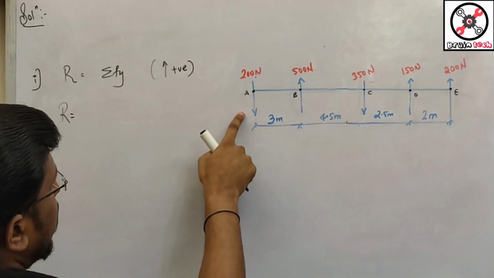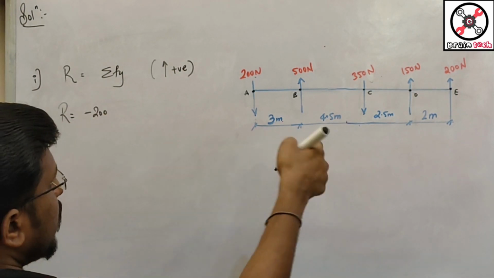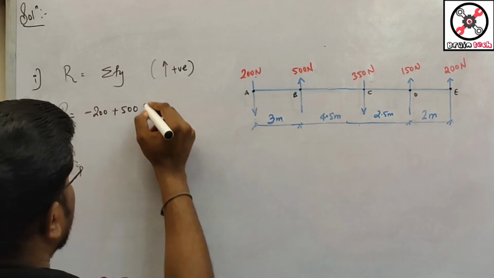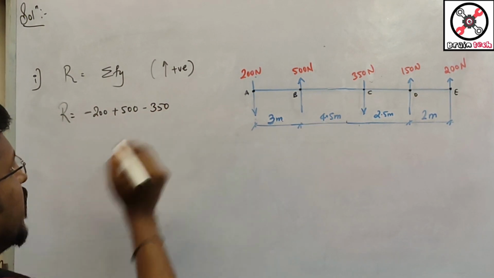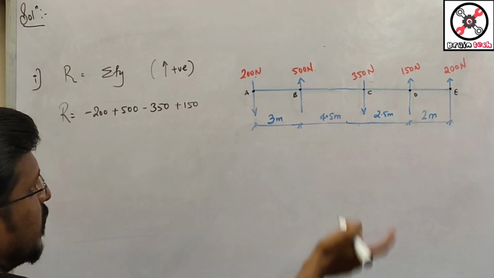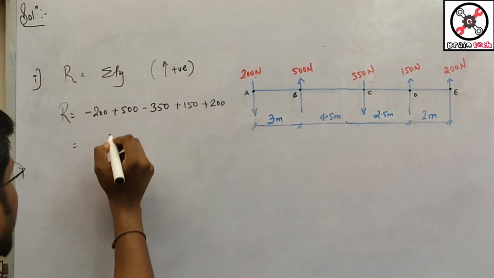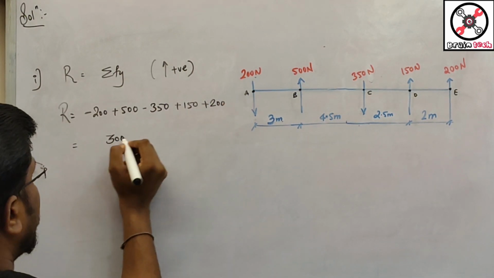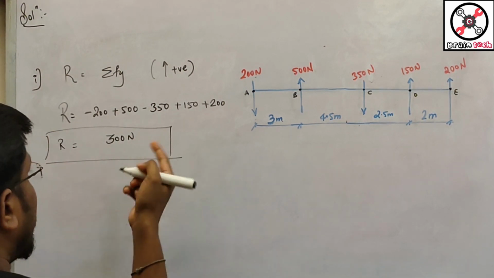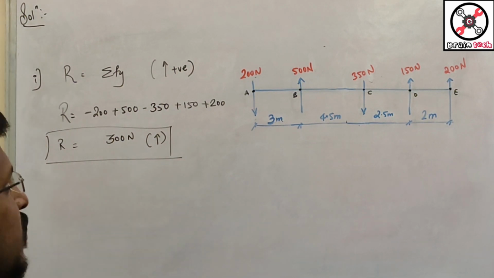First it is downward, so it is minus 200. It is going upwards, so it is plus 500. Then it is coming downwards, it is minus 350. And it is going upward, so it is 150 positive, going upward plus 200. When you solve this, you will get the value as 300 Newton, that is R equals 300 Newton, and that is positive. So you can show the arrow moving upward.